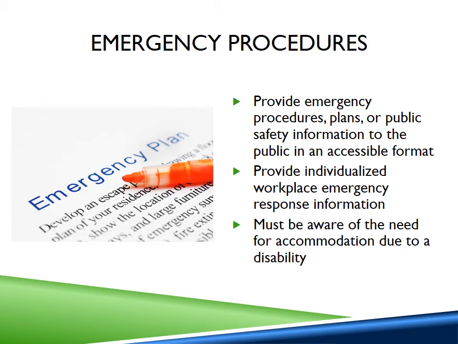The standard requires that organizations take necessary steps to address accessibility in their emergency procedures. All organizations that prepare emergency procedures, plans, or public safety information that are available to the public must provide such information in an accessible format upon request. Examples of emergency information include emergency plans and procedures, maps, warning signs, and evacuation routes, and information you give the public about alarms or other emergency alerts.